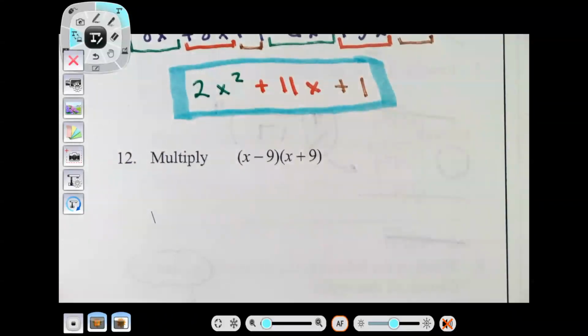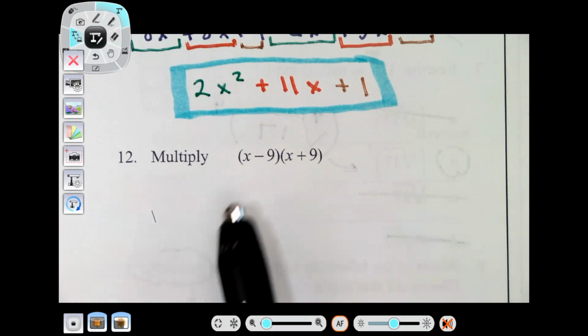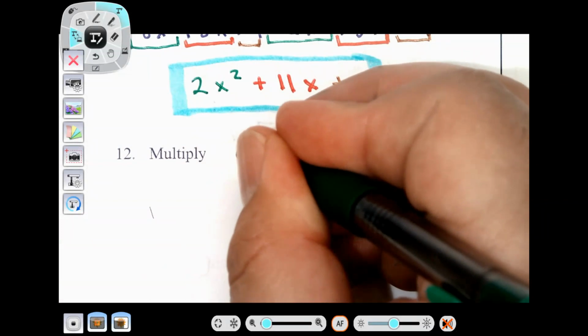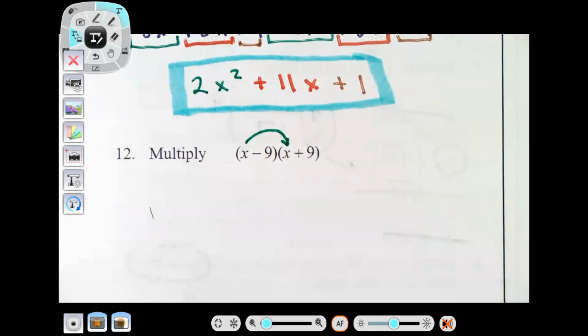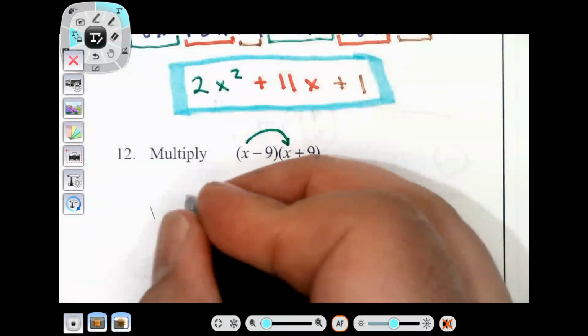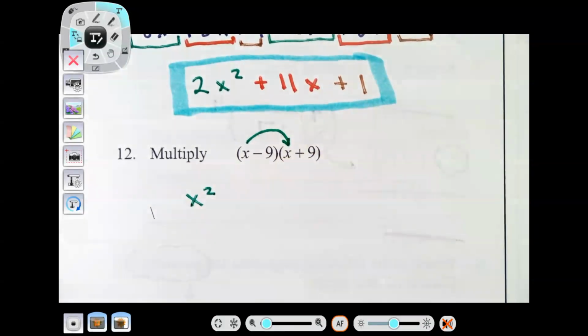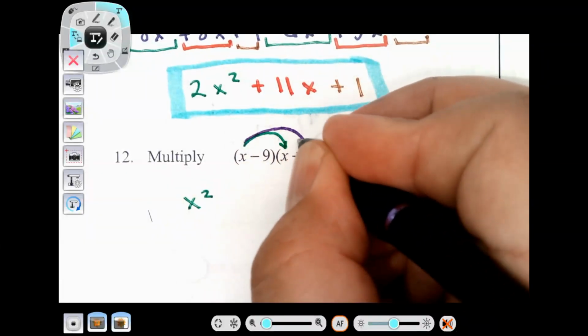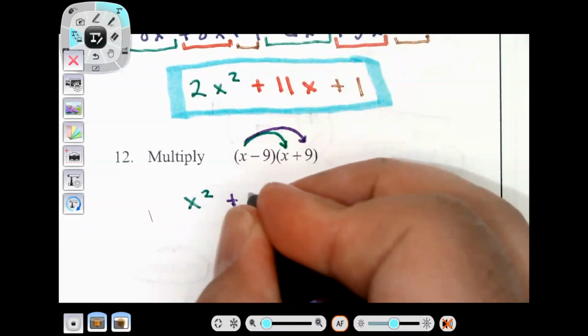Next one says you're going to be multiplying x minus 9 times x plus 9. Okay, well, here we go. Remember, this is where you are multiplying, so powers will change. But here's the first one. Remember, it's called FOIL. The first, x times x. Well, x times x is x squared. Then, of course, we have x times 9. Well, x times 9 is just 9x.